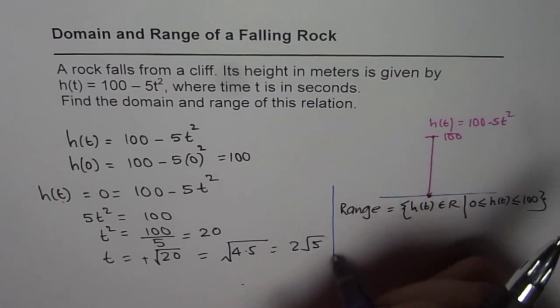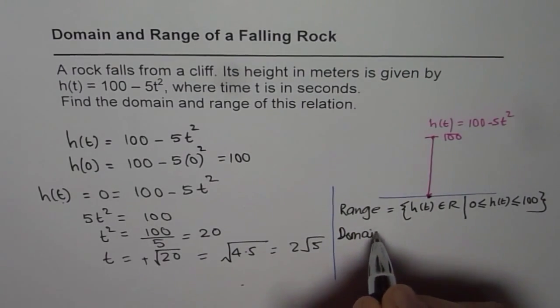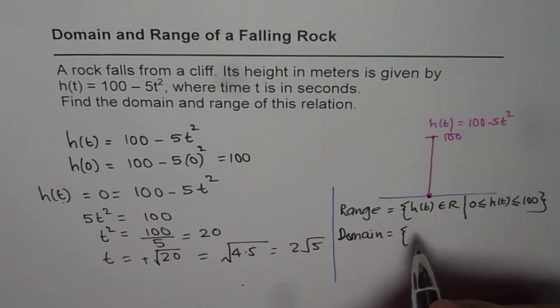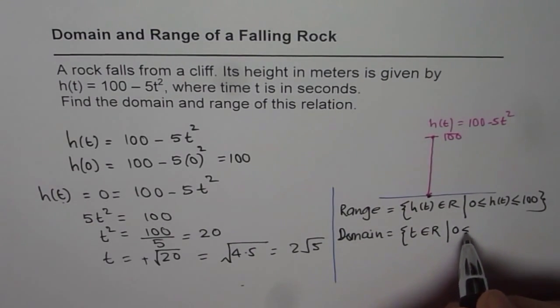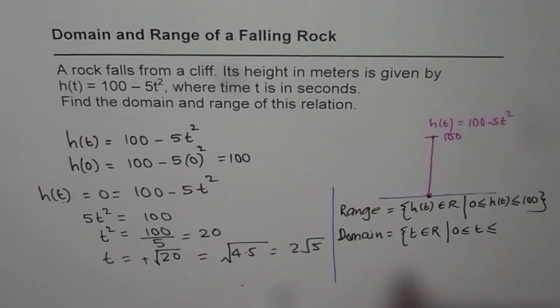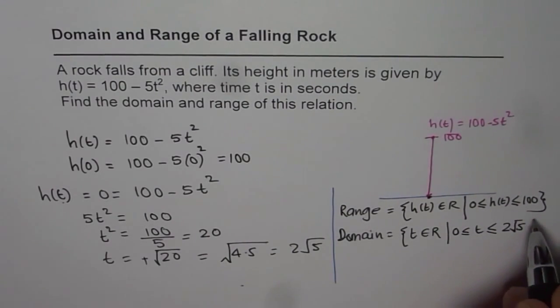So we can write this domain as t, which belongs to real numbers, right? It is greater than or equal to 0 and less than or equal to 2√5. Well, you can use a calculator and find some decimal value for this, but that's the exact answer, right?